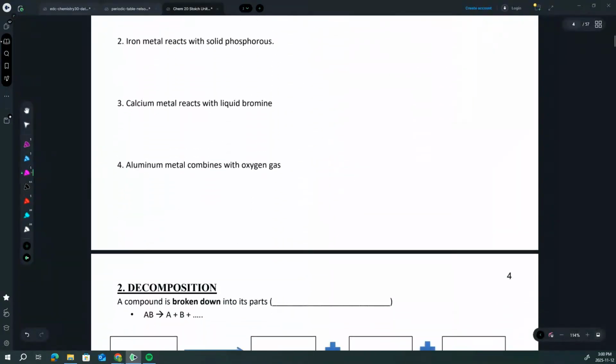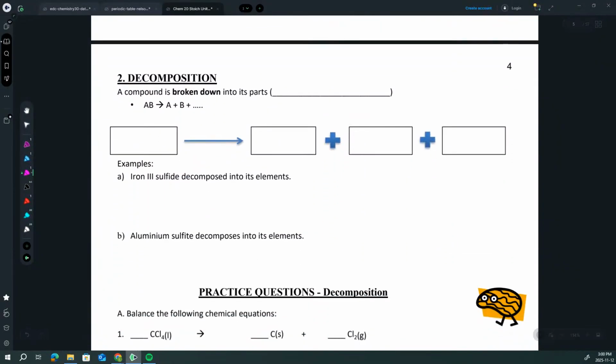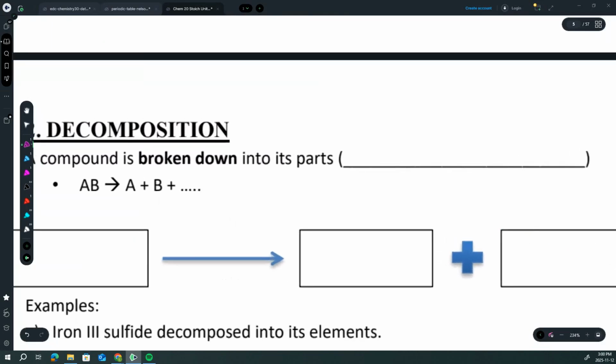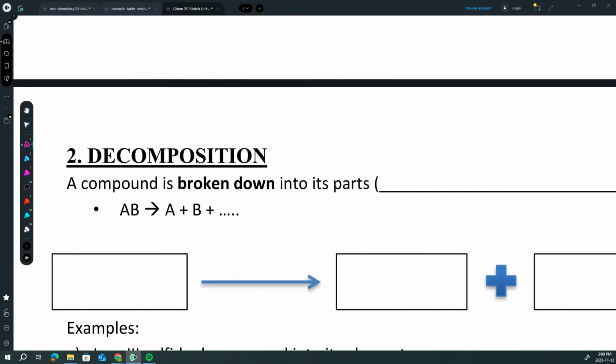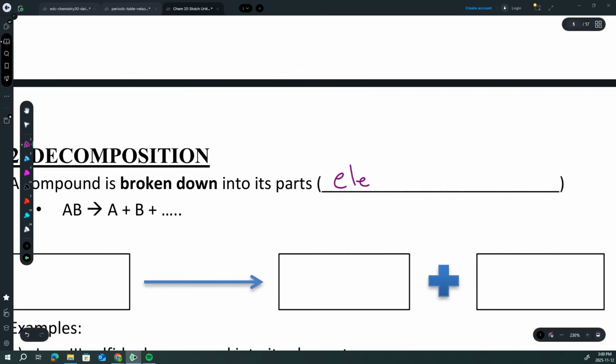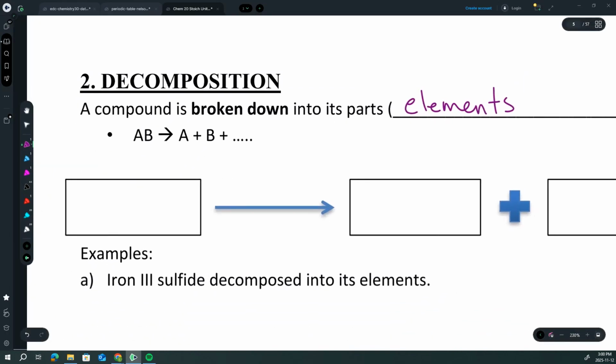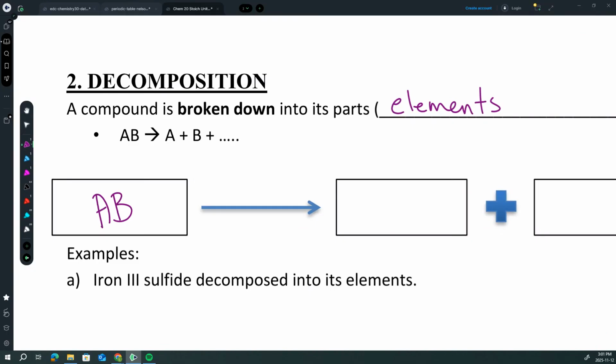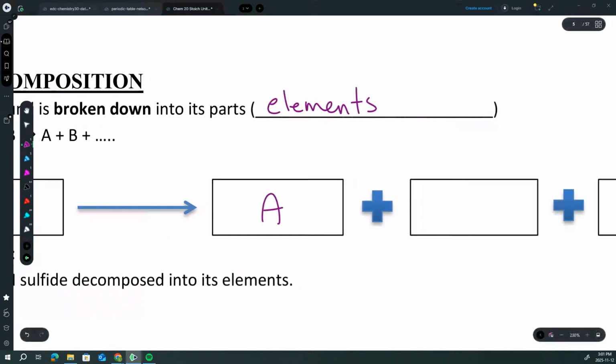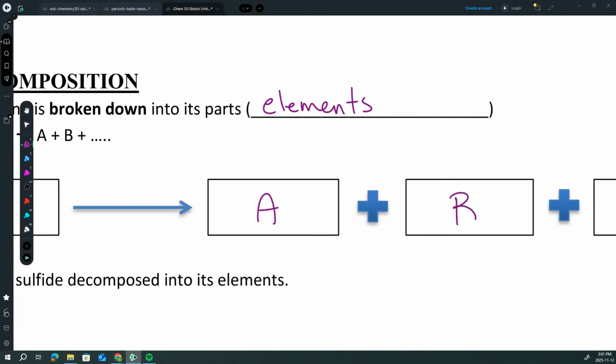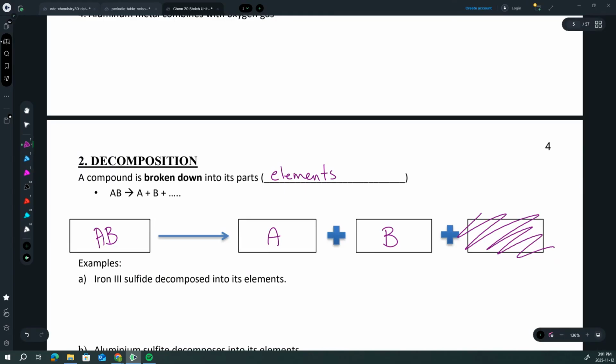So I'm going to move on to decomposition reactions. As we talked about previously, a decomposition reaction is where you have a compound that breaks apart into the elements that make it up. For our template example, compound AB breaks apart into element A and element B. I'm not going to worry about this last box. The last box would be relevant if the compound was made of 3 different elements.